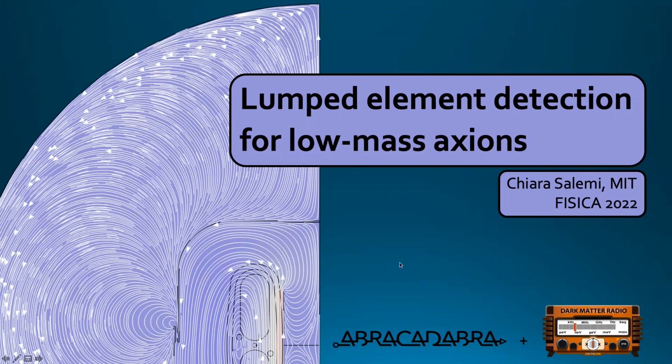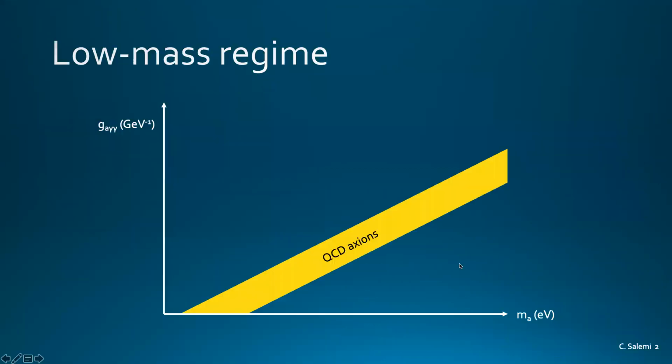All right, thank you. As you said, I'll be talking about lumped element detection for low mass axion dark matter. I'll be focusing on the two experiments that I work on: Abracadabra 10 centimeter, which is a small prototype experiment that we built at MIT, and DMRadio, which is a program of larger experiments that is following up on this technique. So let's go ahead and start.